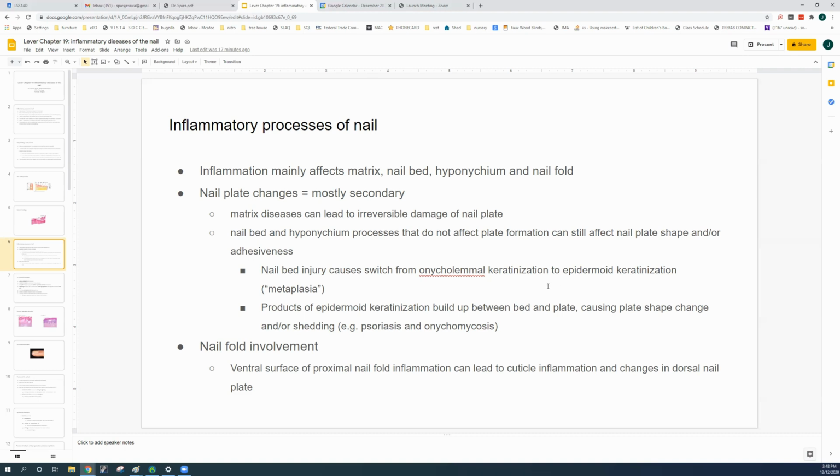Nail fold involvement: the ventral surface of the proximal nail fold, when it's inflamed, can lead to cuticle inflammation and changes in the dorsal nail plate.